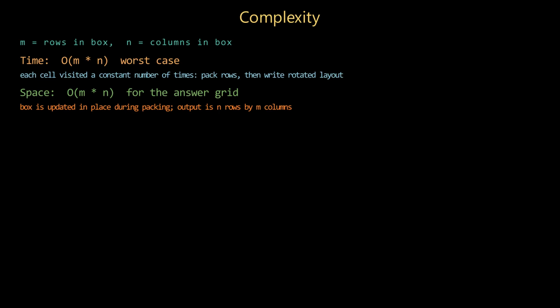M is the number of rows in the box and n is the number of columns. Time is O of m times n, each pass touches every cell once, first sliding stones right row by row, then filling the n by m answer with the 90-degree clockwise mapping. Space is O of m times n for the output grid. We mutate the box copy in place during packing, then allocate the rotated result.